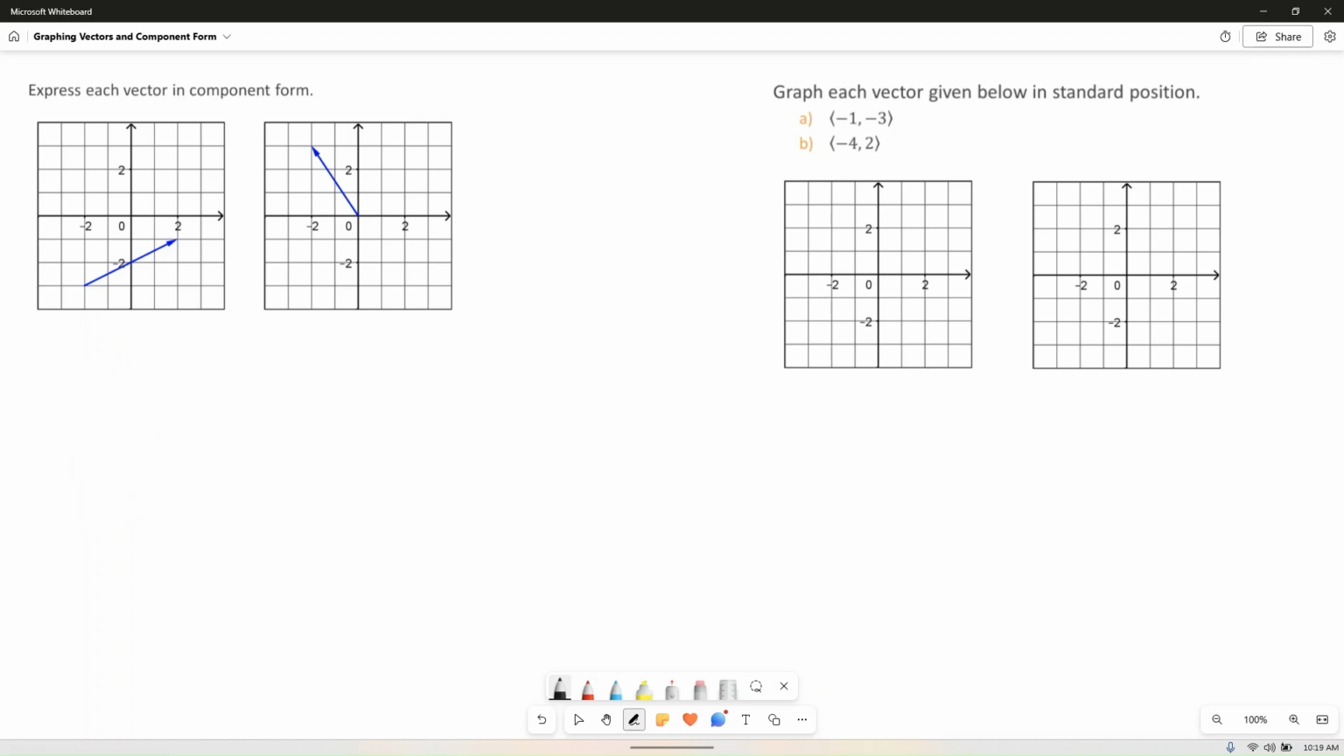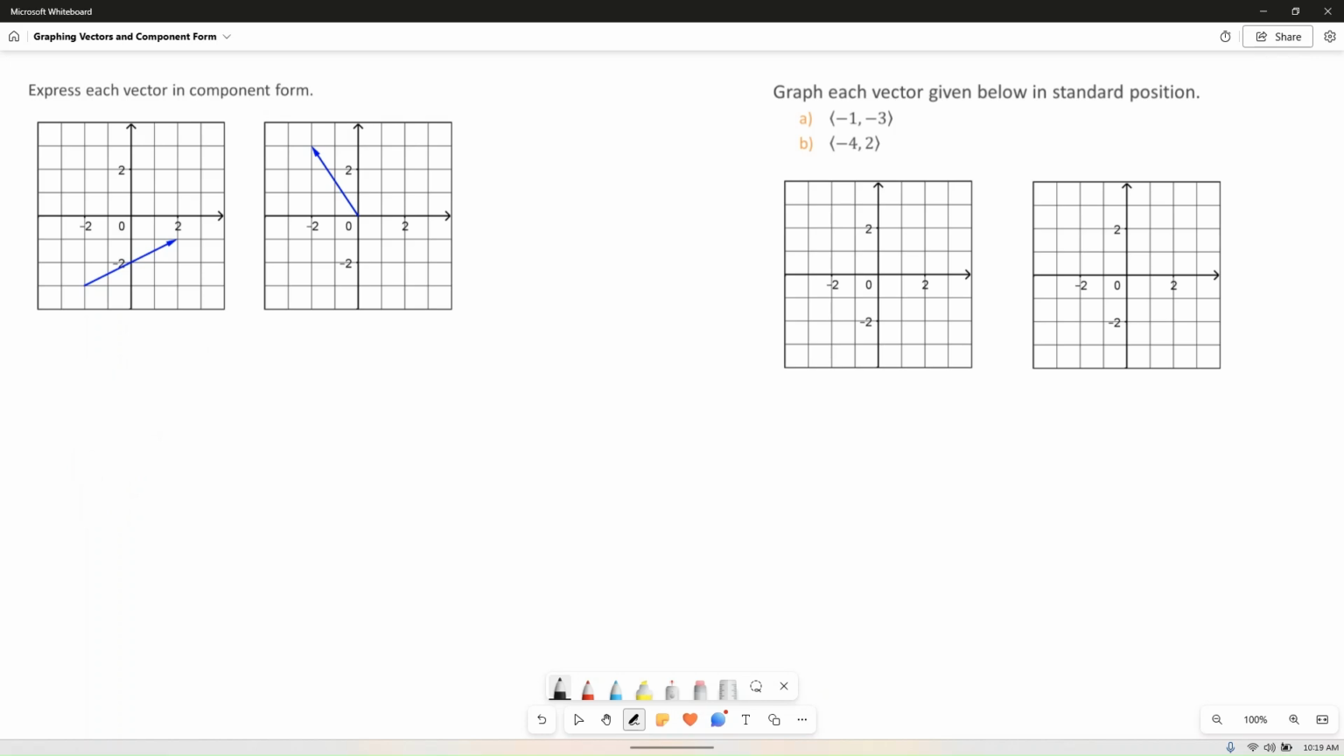Let's look at a few examples of vectors. So remember, a vector graphically is an arrow or a ray starting at an initial point and ending at a terminal point. So graphically, again, that's what they're going to look like. We're going to draw these arrows, and we can express them in component form.